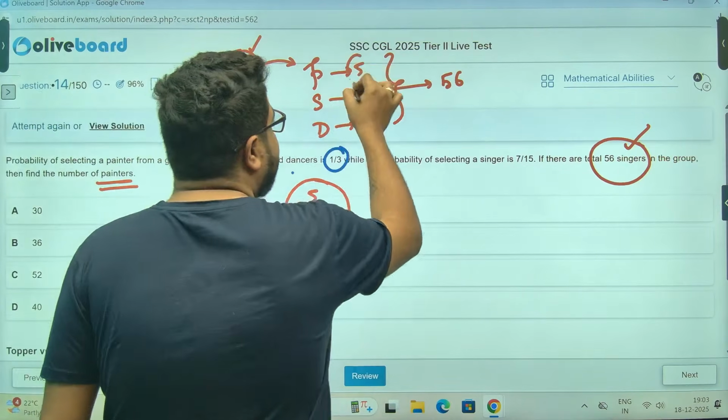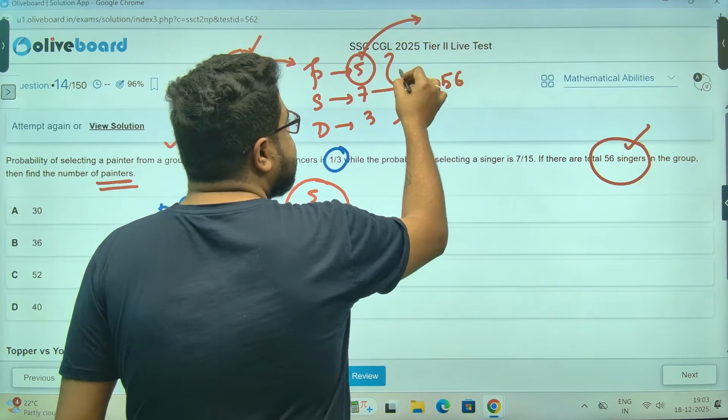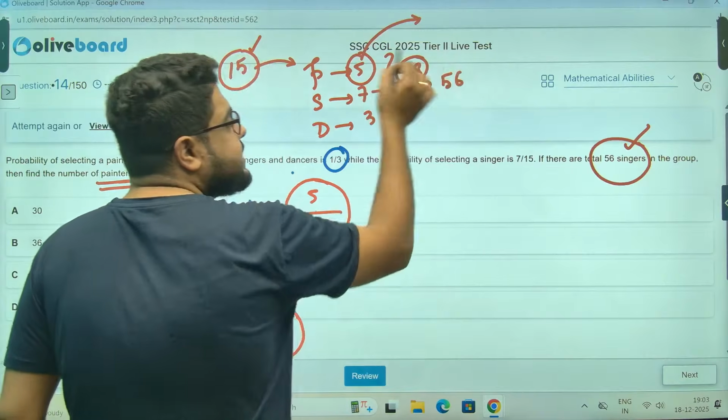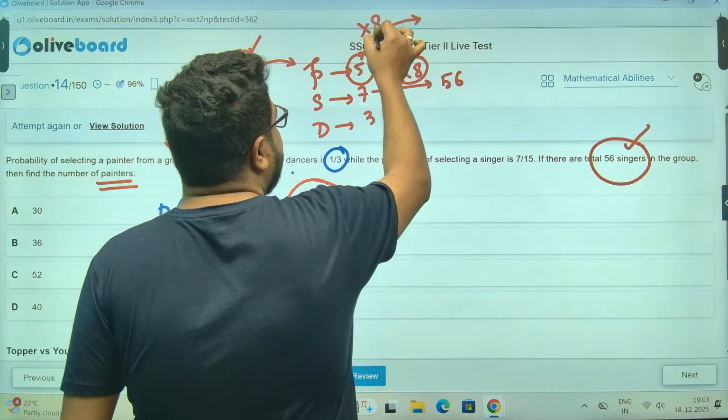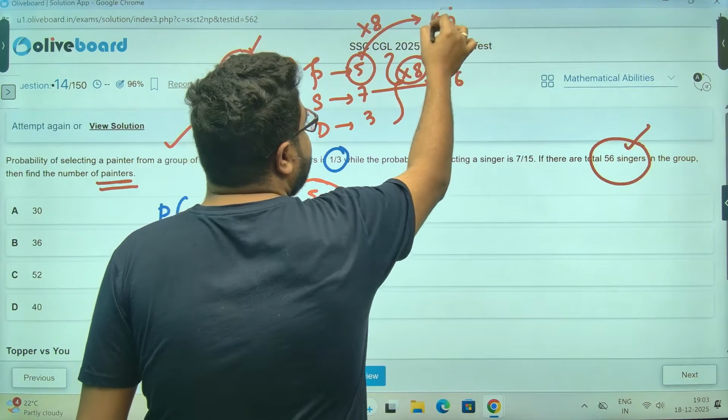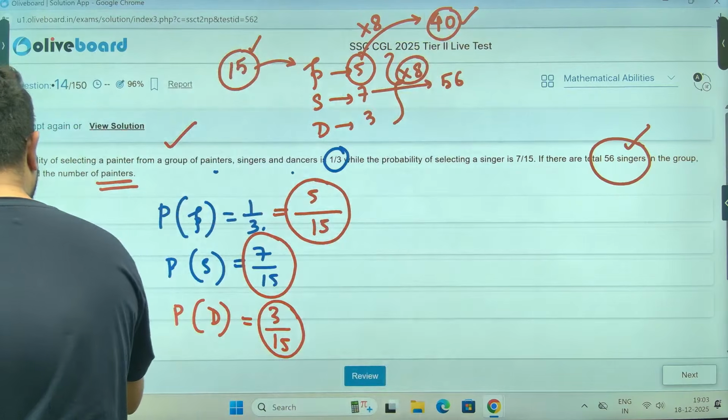So what is the value of 5 parts that they are asking? Sir, this is 1 part into 8. 7 8s are 56. So your answer will also be 5 into 8, that is 40. That is your actual answer, option number D.